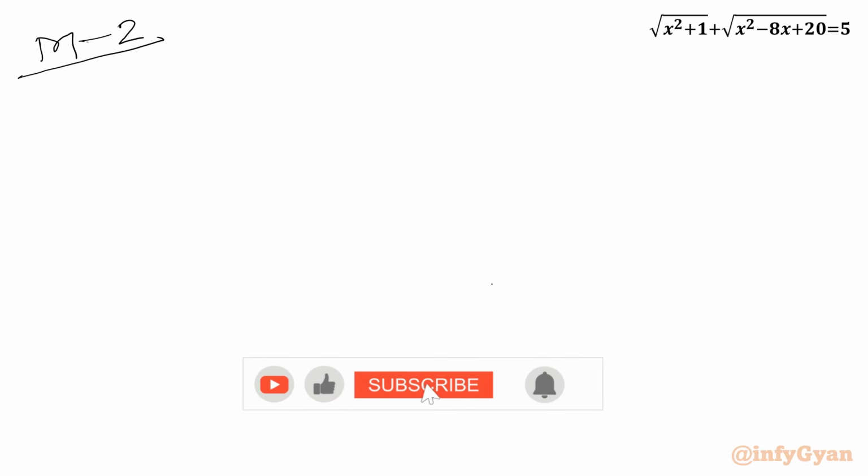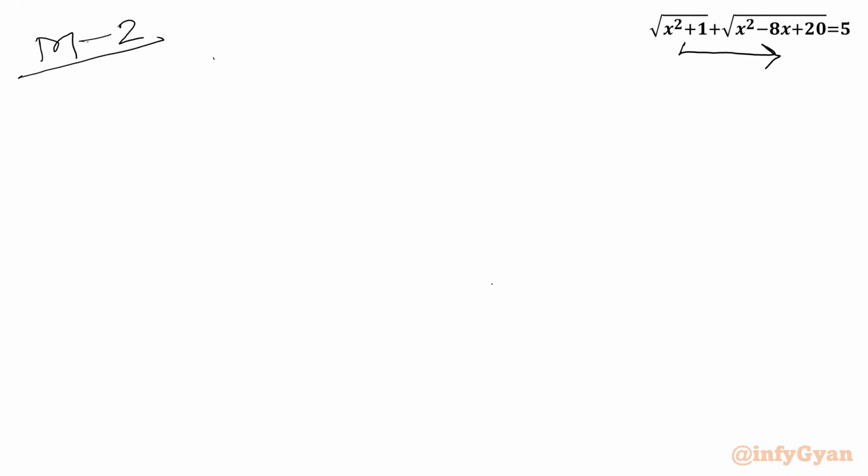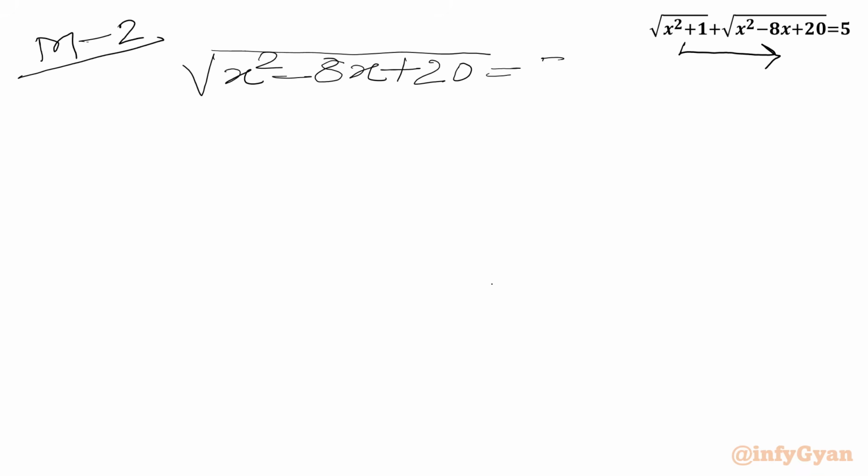Now we'll take method number 2. It is M2. Here we'll be using squaring. So let us take this term to the RHS. I will write square root of x square minus 8x plus 20 equal to 5 minus square root of x square plus 1. Now we have a square root on both sides. We will take squaring. So power 2, here also we will put power 2.